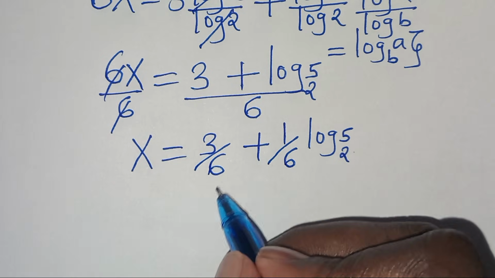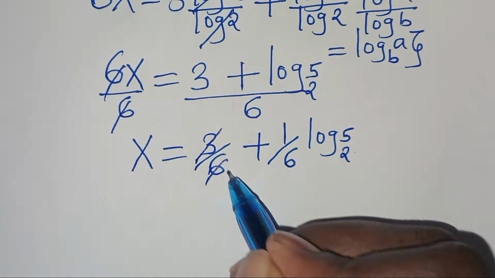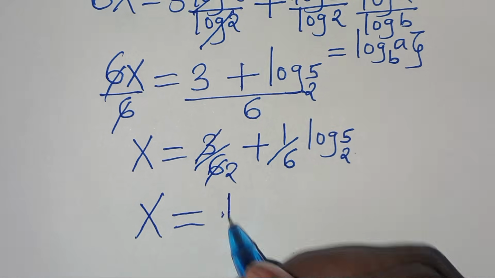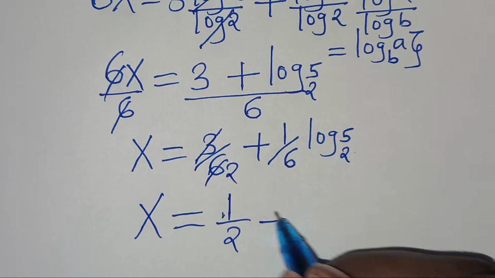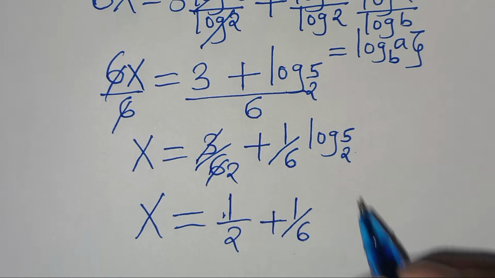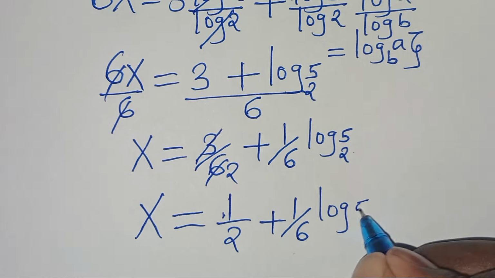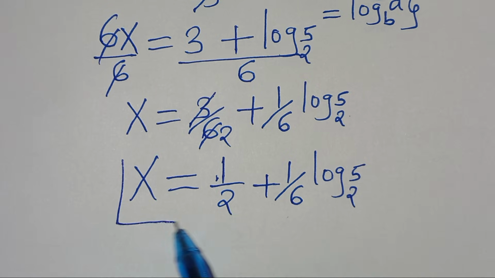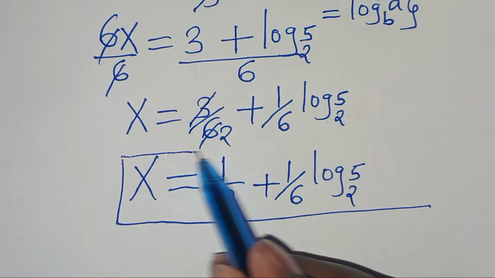So we can simplify here. 3 divided by 6, this is 1 over 2. So we have x is equal to a half plus 1 over 6 log 5 to base 2. So this is the value of x.